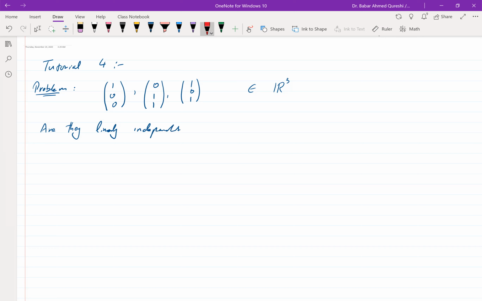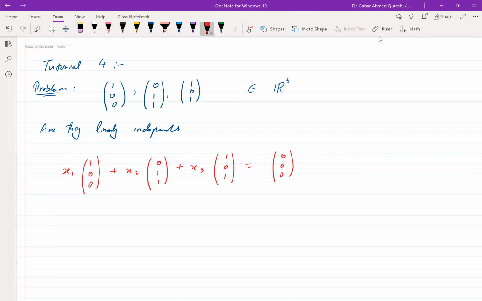So the basic formula you always use to check linear independence is that you make a linear combination of these vectors with some constants and put that equal to the zero vector. And now you want to check if it is possible to get this zero vector by some non-trivial x1, x2, and x3. If the only possible solution is that x1, x2, and x3 have to be zero, then it would mean that it's linearly independent.